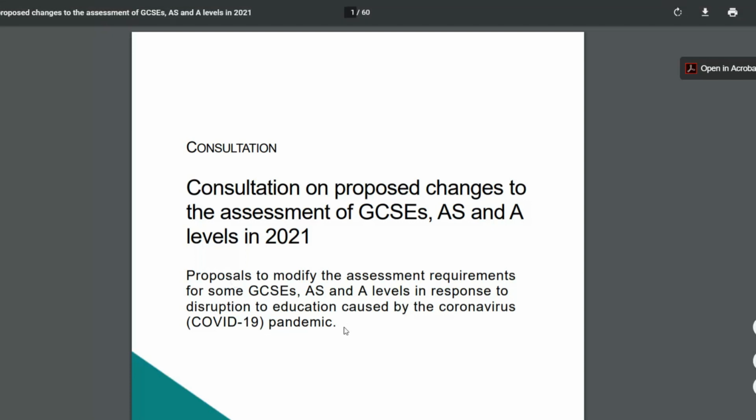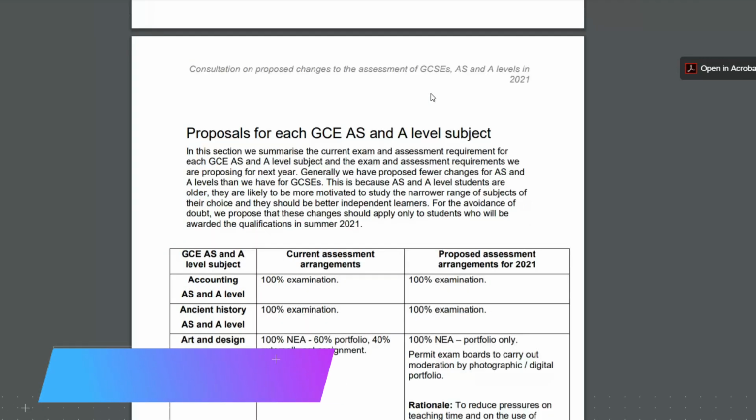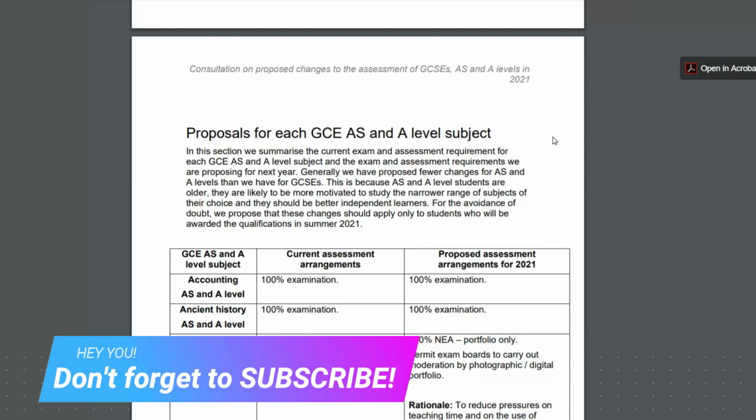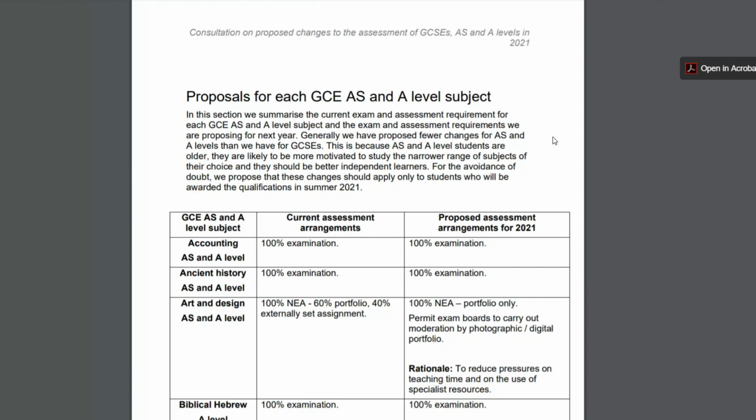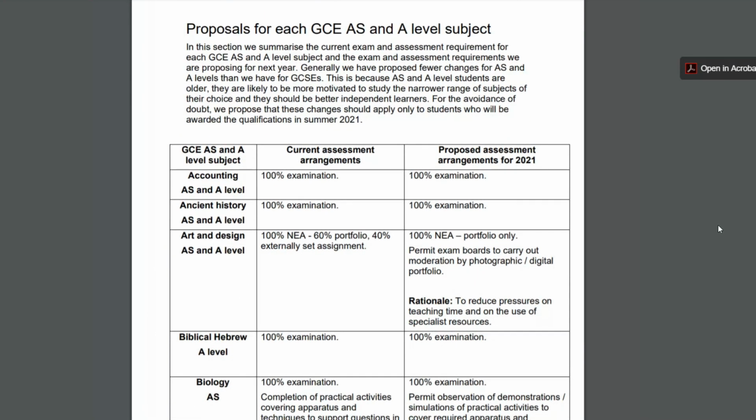So this is the front page. If you haven't seen the document already, we're just going to jump down to page 26. And that is where we will start. As you can see, it's the proposals for each GCE, AS and A level subject. Yes, we're going to go through this subject by subject. It's in alphabetical order, so jump to where you need to in this video if you don't want to listen to the entire thing.